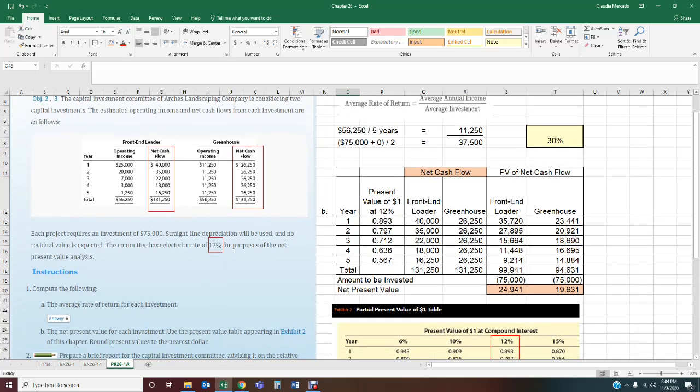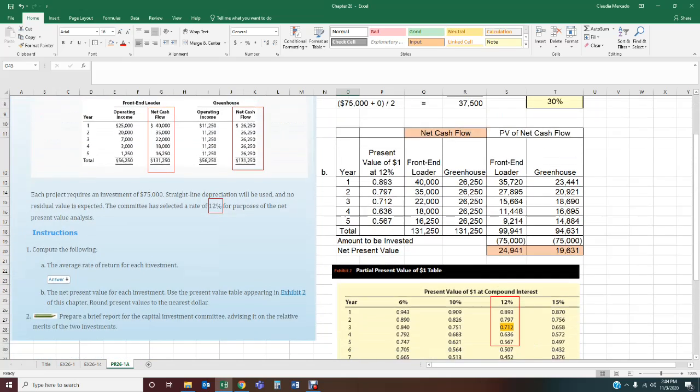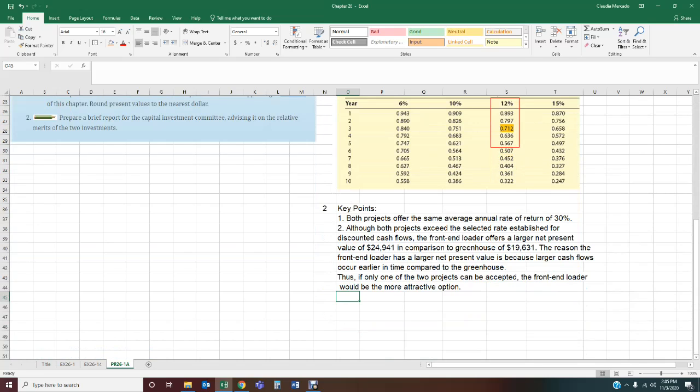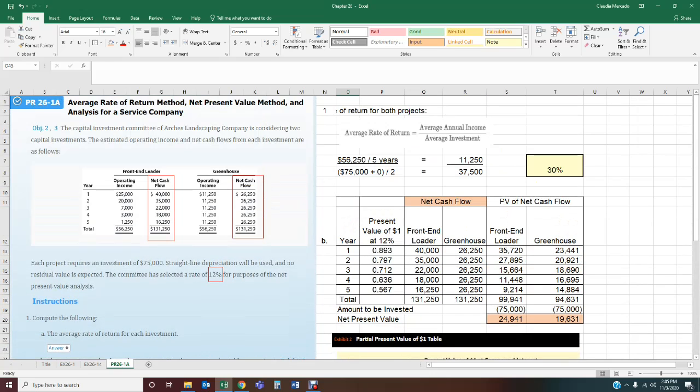And the reason that we have higher for the front end loader, even though both have the same amount of total cash flows and the same amount of the operating income, is because our front end loader gets higher returns at the beginning, the first 2 years, in comparison to the greenhouse. The greenhouse has steady annual cash flows of 26,250, while the front end loader has higher amounts in years 1 and 2. So using that data provided, the net present value for my loader is higher, and that would be the option that I would accept based on the information provided. So that is the second problem.